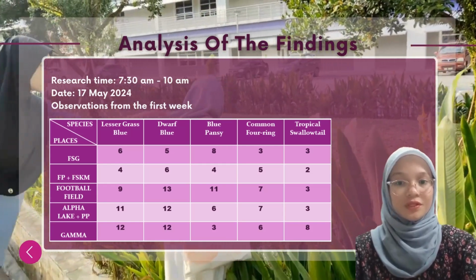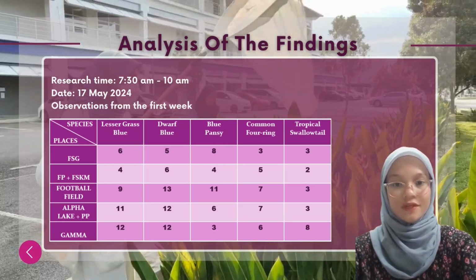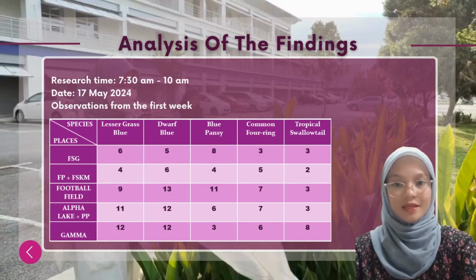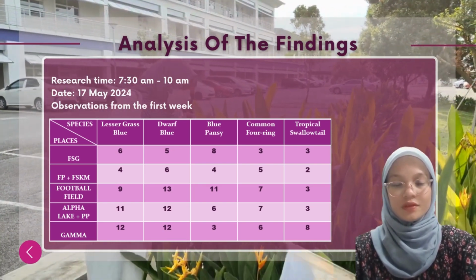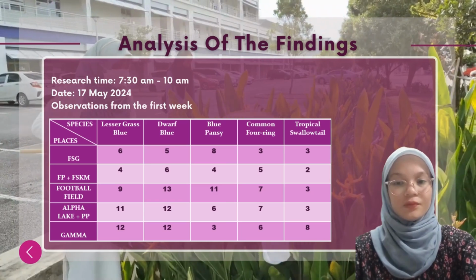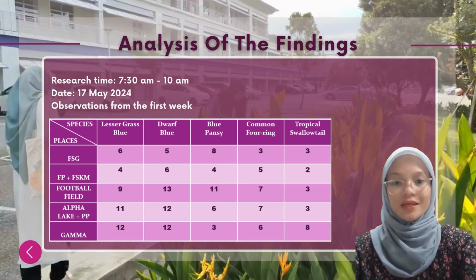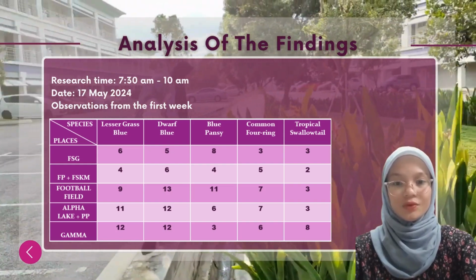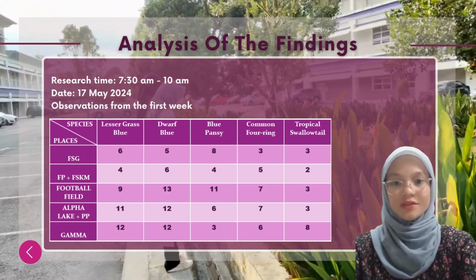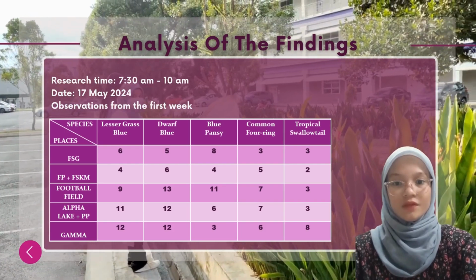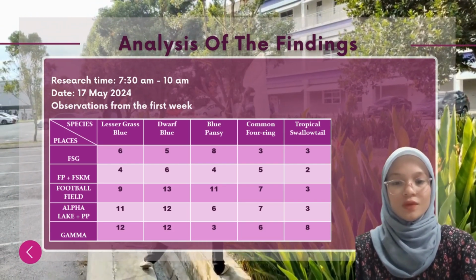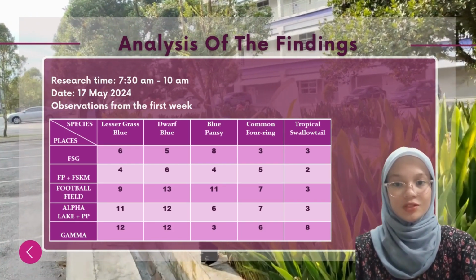Each row corresponds to a specific location. First, FST, second, FP and FSKM, third, football field, fourth, Alpha Lake and Pusat Pelajar, and lastly at Gamma. By analyzing the table, we can gain insight into the distribution and abundance of these insect species across various habitats. The number of individuals observed ranges from 2 to 20 for each species in different locations.